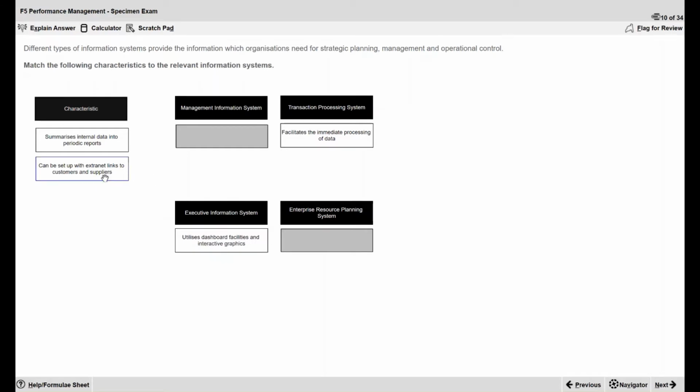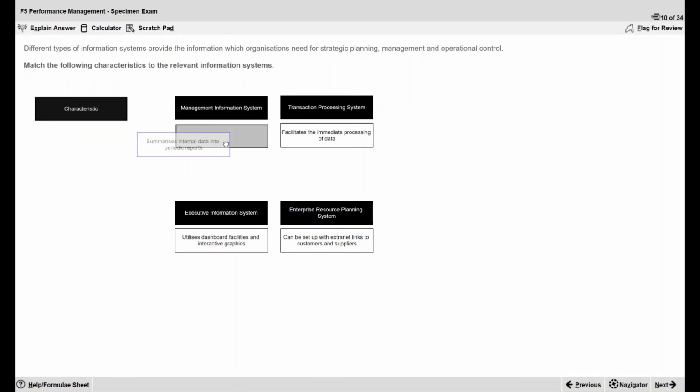Can be set up with external links to customers and suppliers. Remember, enterprise resource planning system. If we link ourselves with customers and suppliers, we will be able to plan resources accurately. Summarizes internal data into periodic reports. Remember, periodic reports would relate to management information system rather than executive information system. So my guess is that this is right.